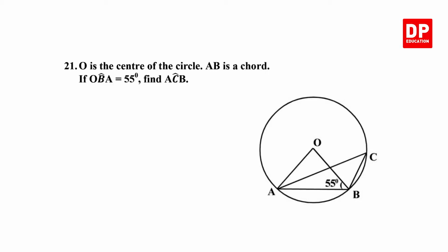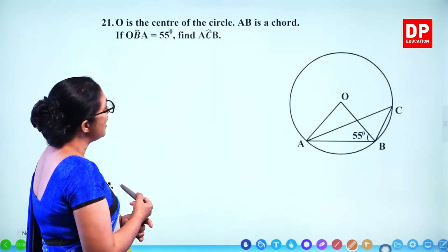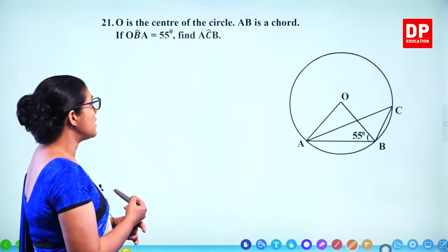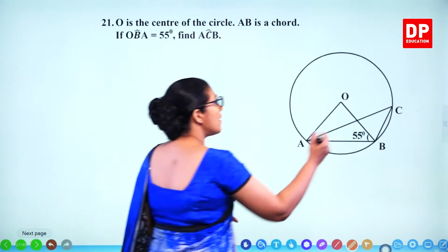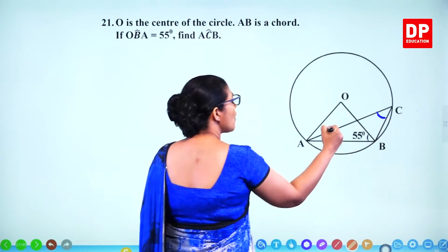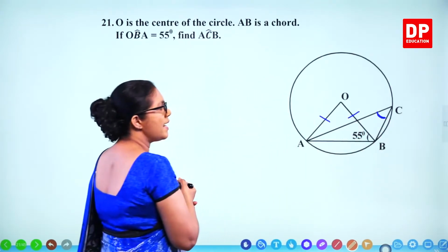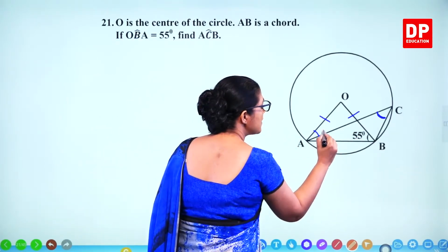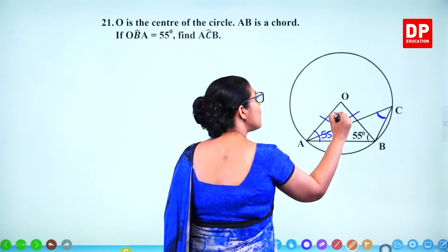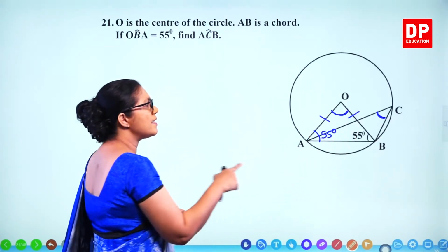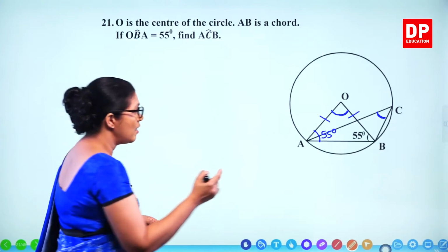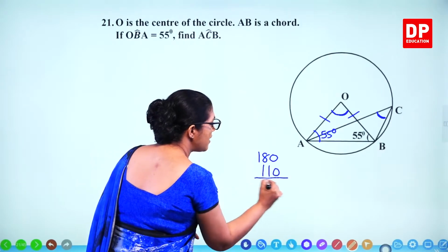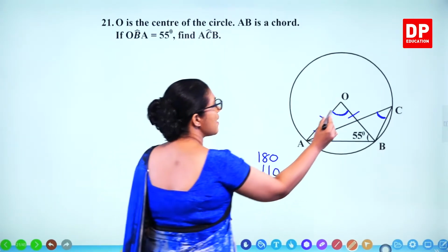Question number 21. O is the center of the circle. AB is a chord. OBA is 55 degrees. Find ACB, this angle. We know these two are radii, both equal, OA and OB. If this is 55, this is 55. Then you can find this angle. The sum of angles in a triangle is 180. So 180 minus 55 and 55, minus 110, that's 70 degrees.